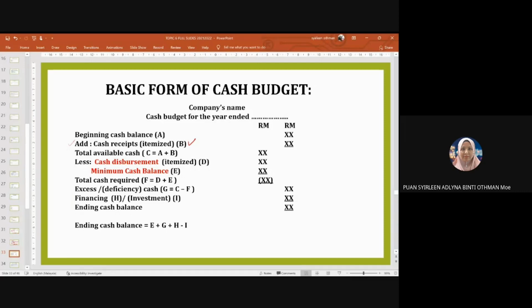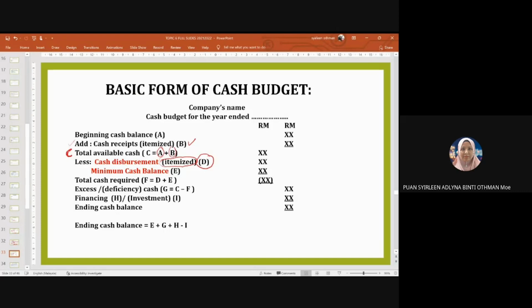Then we get the total available cash. Total available cash is C. How do we get C? C is A plus B. That's why Madam tags the items for you, so that you know. Alright. Then we subtract the cash disbursements. Cash disbursements are also itemized. That means if we pay for several things, you need to list down everything in your itemized cash disbursement section. The total we pay is labelled D.